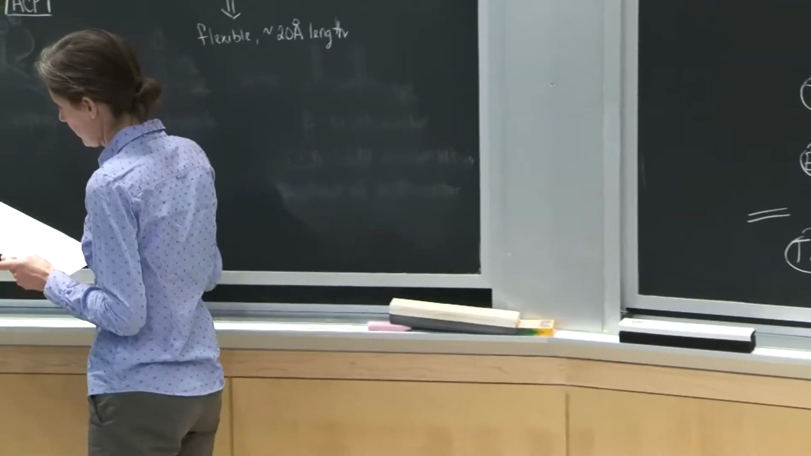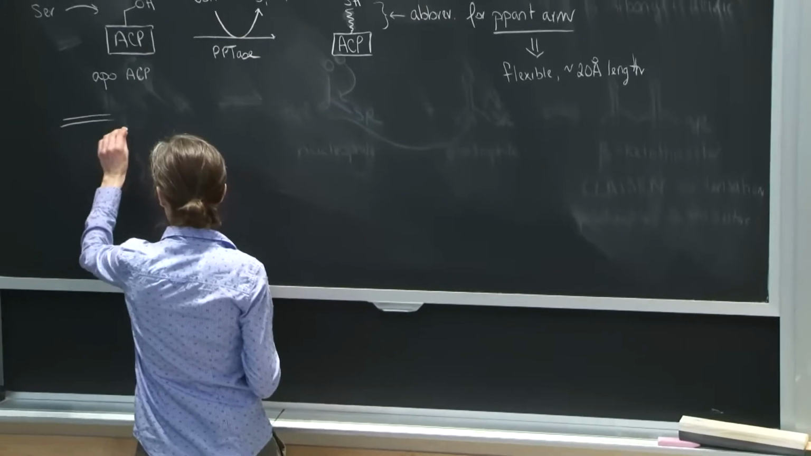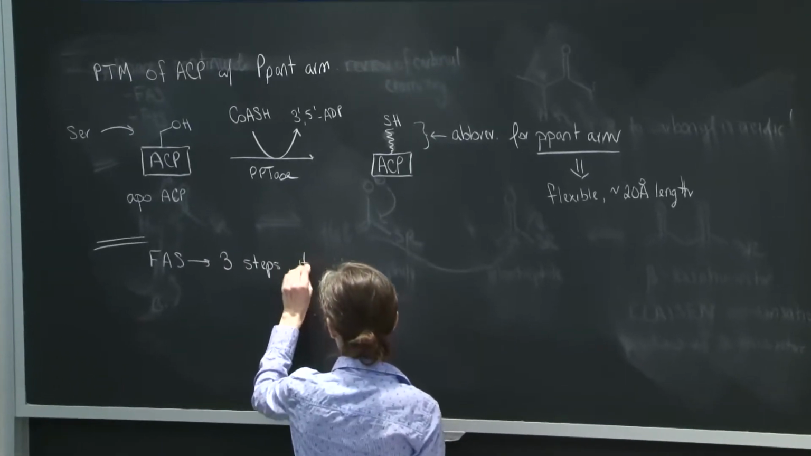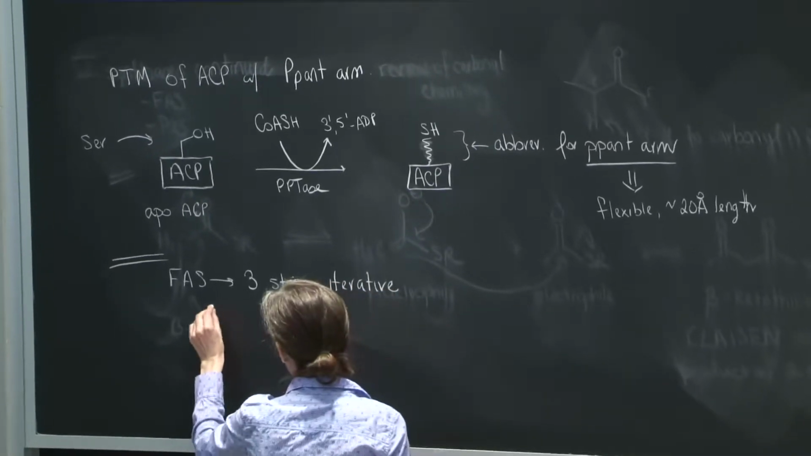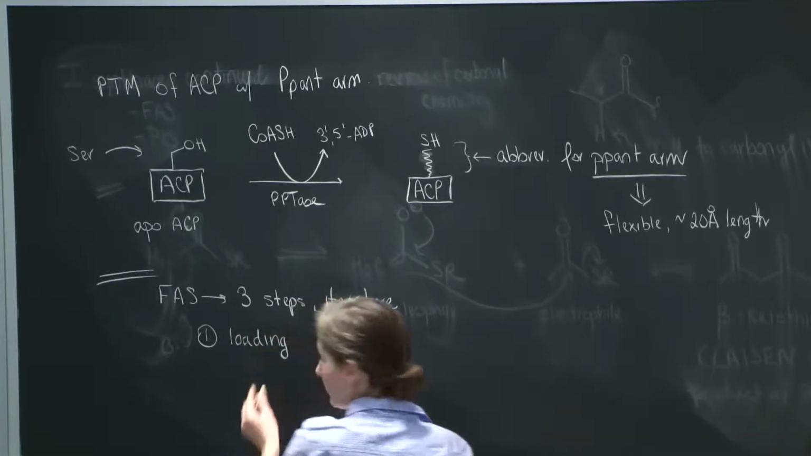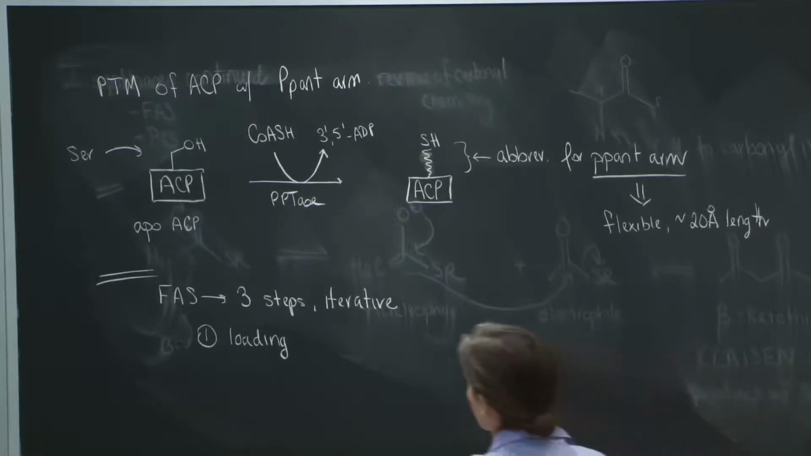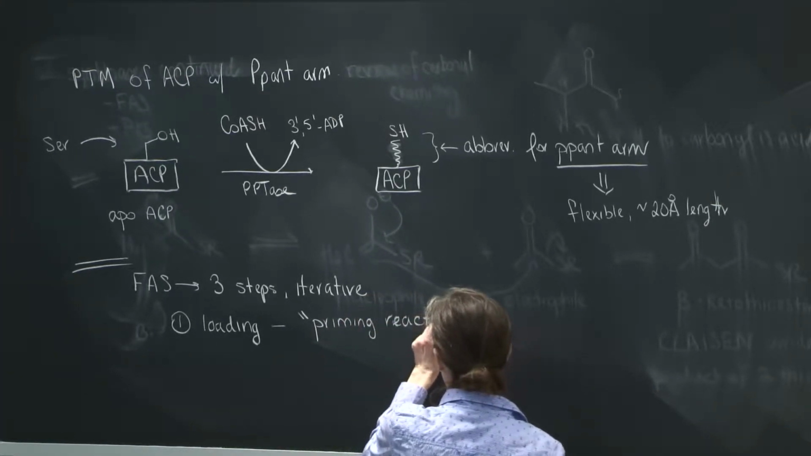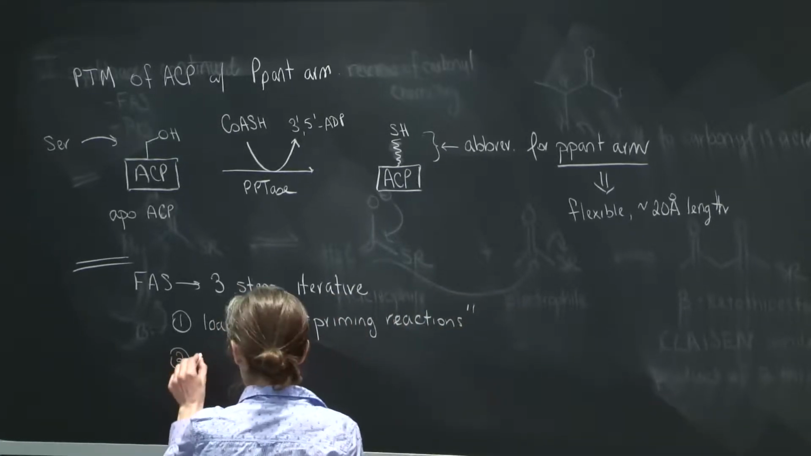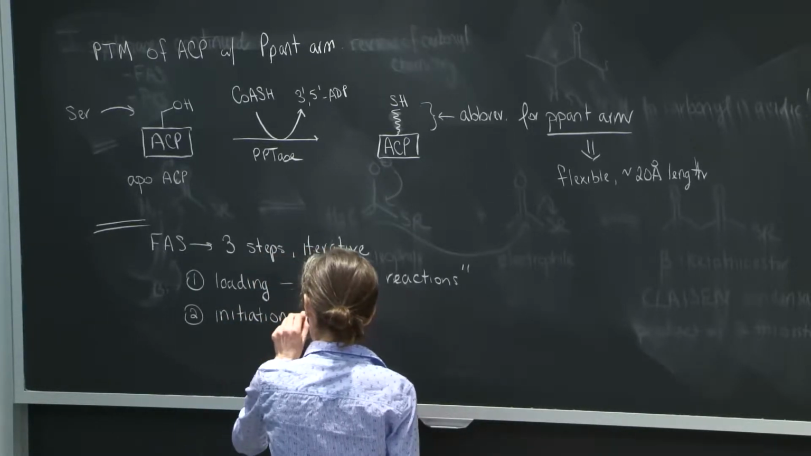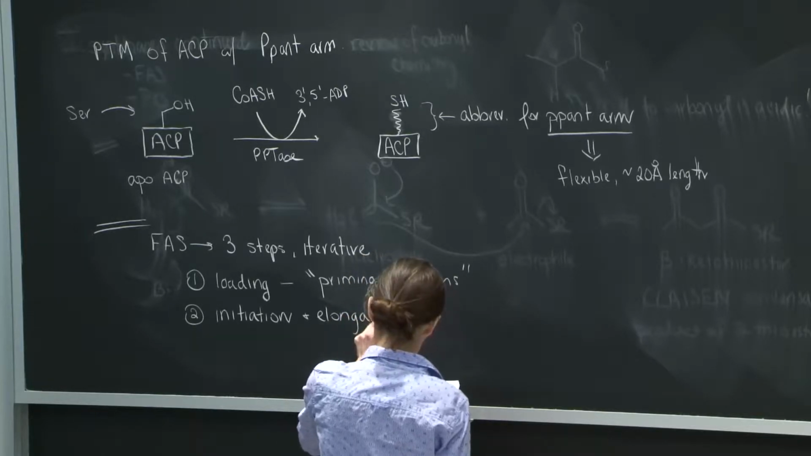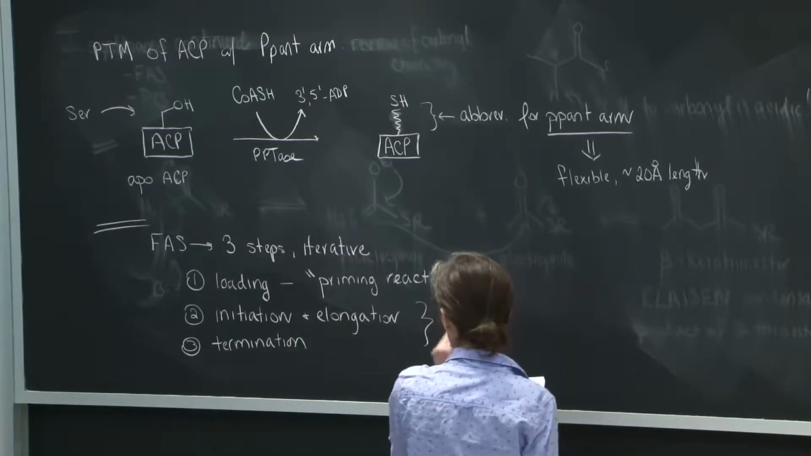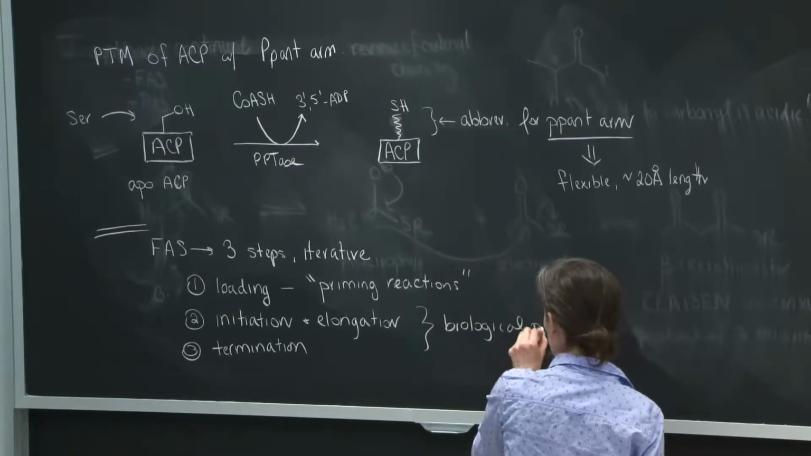So if we think about fatty acid biosynthesis, we can think about this in 3 steps that are iterative. First we have loading. The acyl carrier proteins need to be loaded with monomers. Sometimes these reactions are described as priming reactions. We have initiation and elongation all grouped together here, and 3, at some point, a termination. So we thought about these before from the standpoint of biological polymerizations.